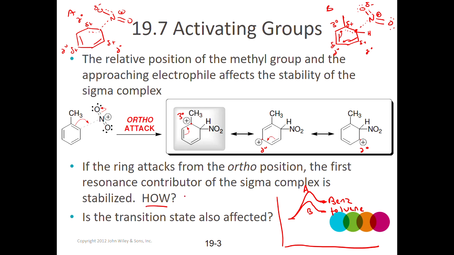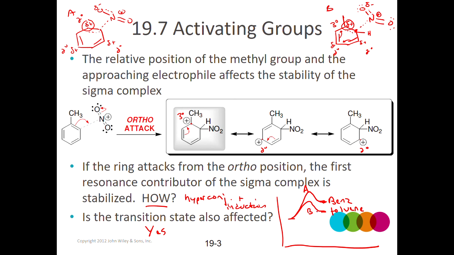So how is that? It's through hyperconjugation and induction. Is the transition state also affected? Yes, right? So we just talked about that. In the intermediate, it's a full positive. In the transition state, it's only a partial positive, but whether or not that positive is on a secondary versus a tertiary carbon does make a difference. So one pathway occurs more often than the other.